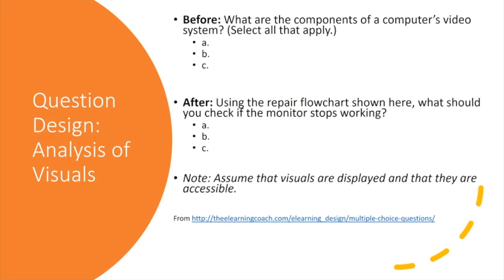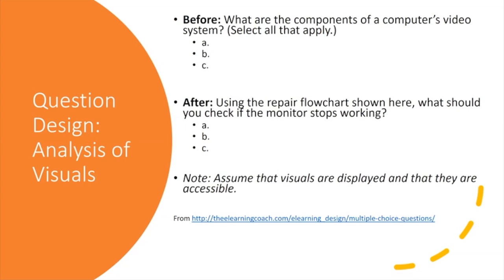And so here you can see that the initial question was, again, sort of straightforward, multiple choice, low level thinking. The second question is a little bit more difficult in terms of its level of thinking, and they would use a chart to show their understanding of what to check in terms of a repair. So I did not provide the flow chart. We don't need that to understand this example.